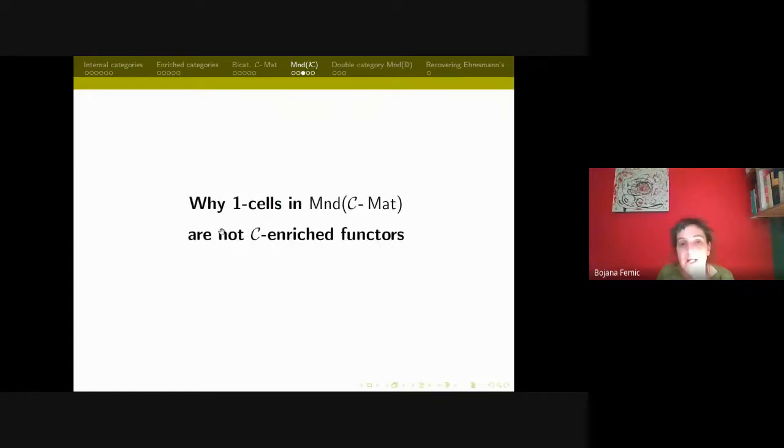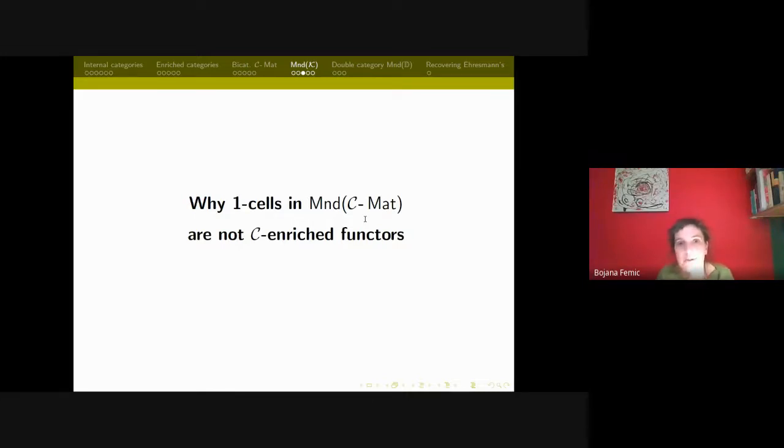And now, why are 1-cells in the 2-category of monads in the bicategory of C-matrices not C-enriched functors? Well, there is a slight argument here that I'm not addressing. Benabou didn't either. To do it in detail, much more should be done.